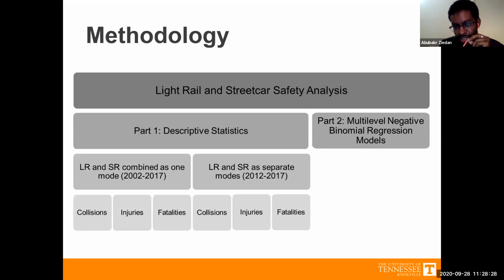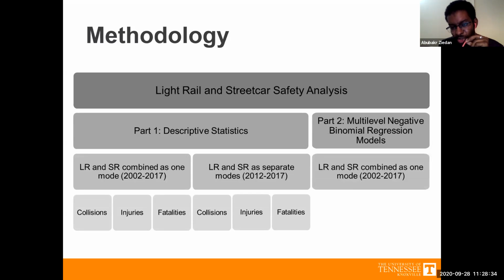Then in the second part, which is the multi-level negative binomial regression, we considered them as one mode. This is because of the data limitation. We have about 10 years of data that were combined, so we were not able to separate each of them. We didn't estimate models for the period 2012 to 2017 because the sample size was small, and we think that might affect the model accuracy. And then we estimated negative binomial regression models for collisions and injuries, but we did not for fatalities, which I will be discussing later.